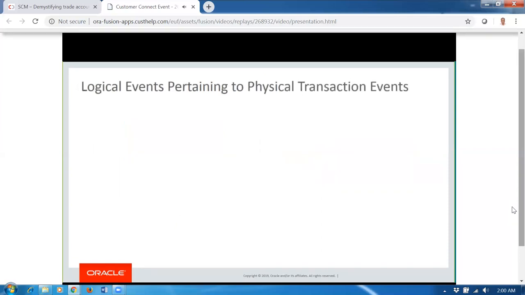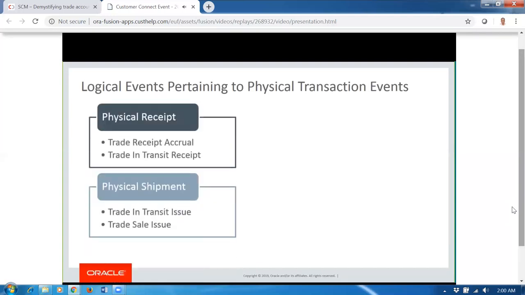So this slide, I would talk about all logical events that supplement your physical transaction event. Broadly we have two types of events. One we can call a receipt, when we are getting something, and the other is a shipment, where we move, issue, or sell something. This is true for the inventory transfer flow too, because you would have a shipment or issue from one org, and then a receipt into the other org.